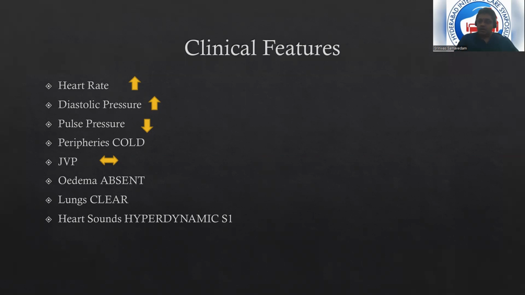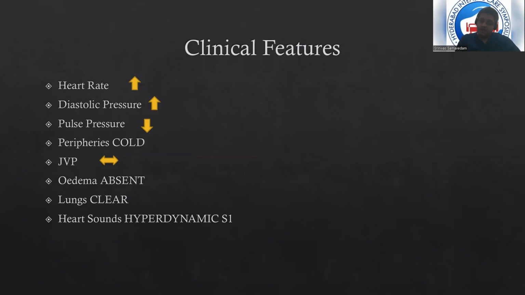But in contrast, in cardiogenic shock also, you get the same combination of cold peripheries and narrow pulse pressure, but here there is no edema and the JVP is not elevated. And here, like in distributive shock, you get a loud S1 sound and the lungs are clear. So there are some features of hyperdynamic circulation of distributive shock and some features of cardiogenic shock in a patient with hypovolemia. And this is what you need to understand.